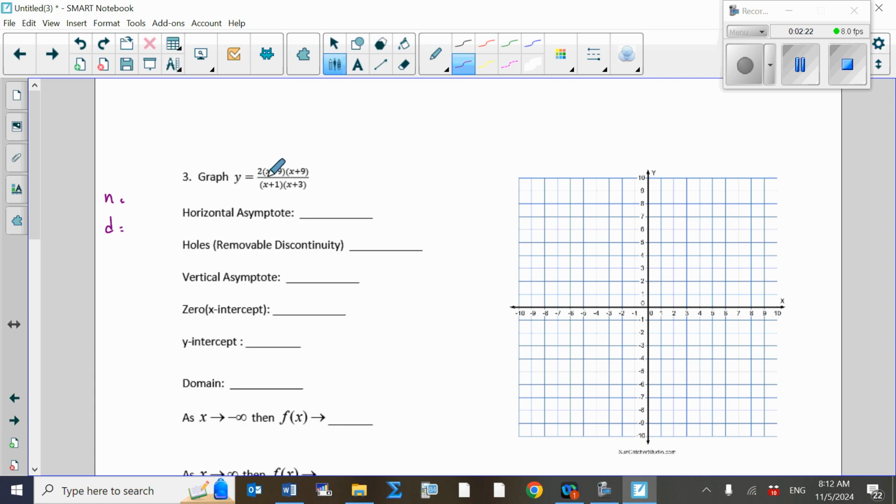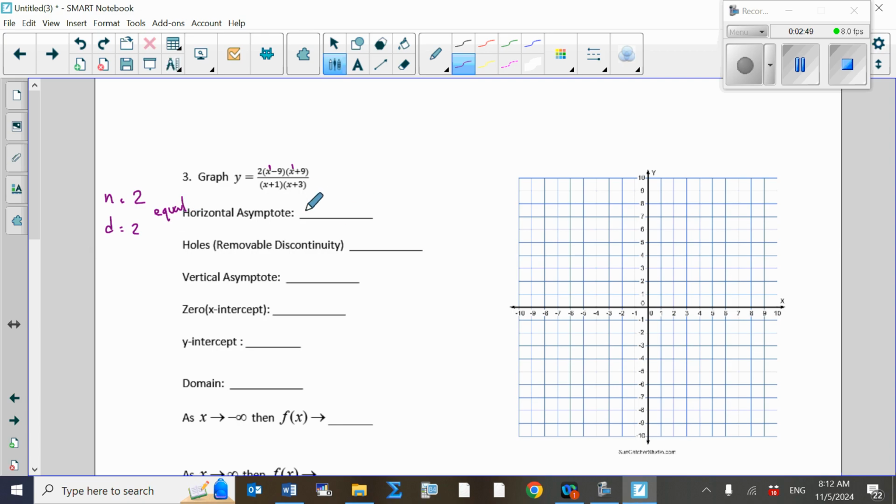Like the first one here, the first factor is x minus 9. The highest degree of this factor is 1. For the second factor, the degree is 1. So you add them. 1 plus 1 is 2. The same is for the bottom. We have two factors. The degree of each of the factors is 1. You add them, it's 2. As you see, they equal each other.